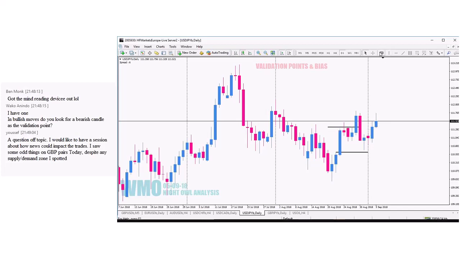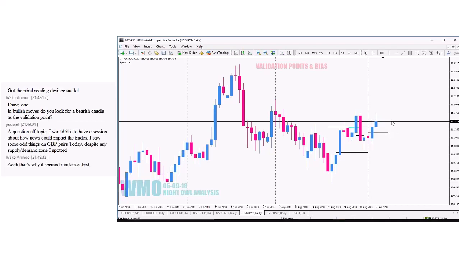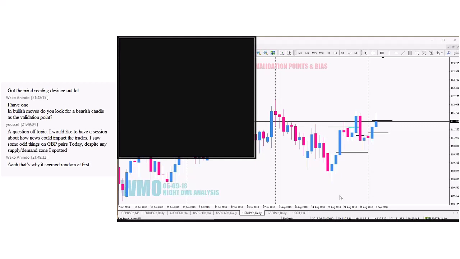That to me is a validation point. Yeah, I'm talking about this high. Price closes aggressively above that. Okay, this is a validation point. Okay, this is a validation point. If price closes above yesterday, this level will be a validation point. Wacko, do you understand?